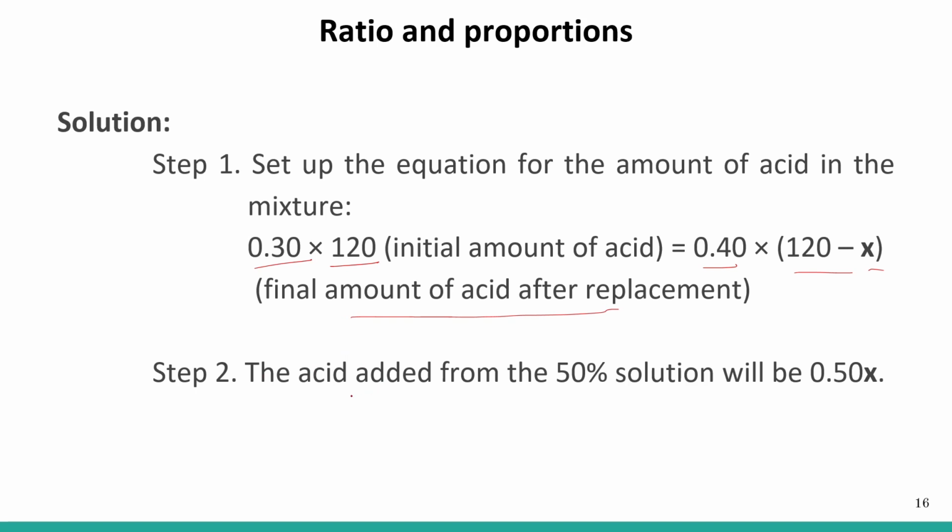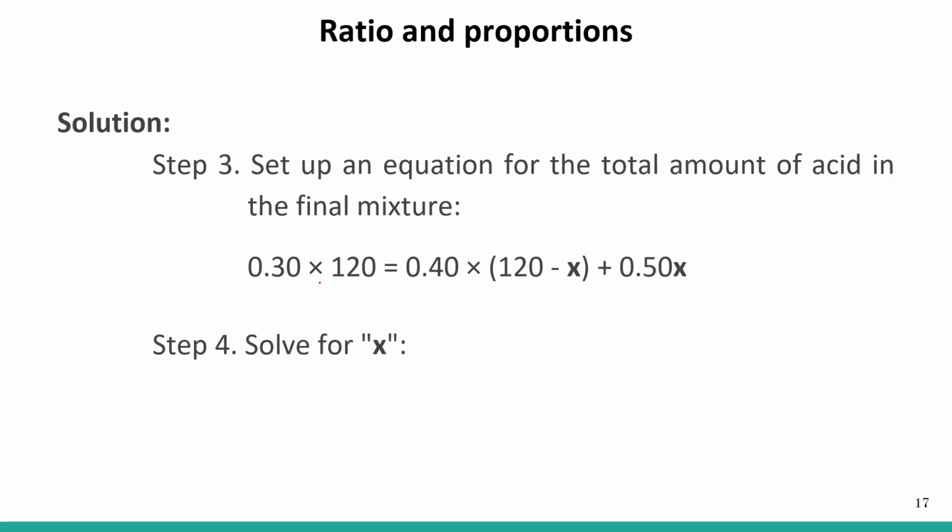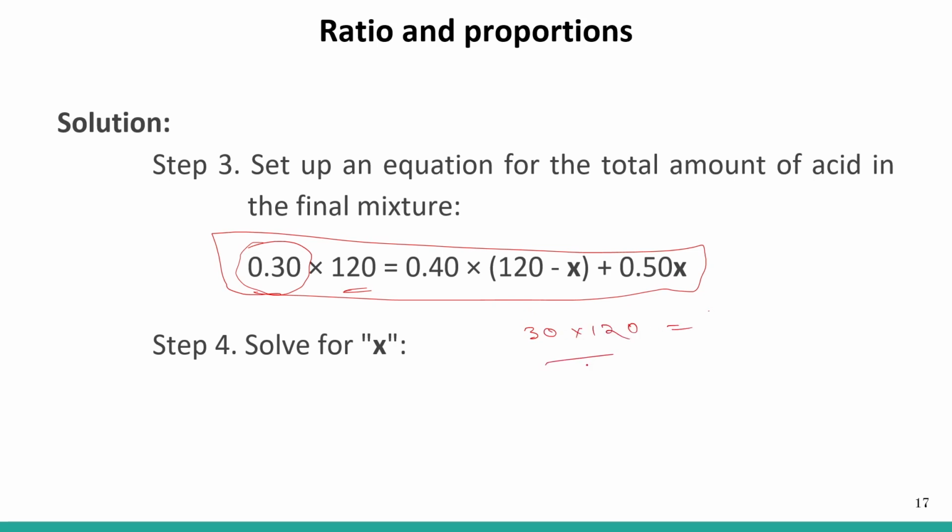So what we do is we need to make sure that acid added from the 50% solution will be 0.50x. Okay. So we get to this equation: 0.30 into 120 is equal to 0.40 into (120 minus x) plus 0.50x. So solving for x, 30 by 100 into 120 is equal to 40 by 100 into (120 minus x) plus 50 by 100 into x, right? So this implies that 3600 is equal to 40 into 120, that is 4800, minus 40x plus 50x.